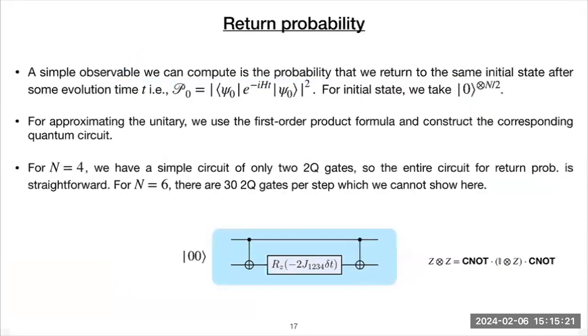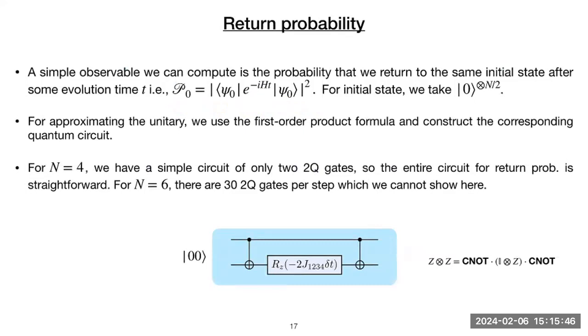One of the observables we compute is the return probability. It's a very simple observable. You start with some state, you act with the unitary time evolution, and then you measure the state again, and you take an overlap, and that is P naught. So at time t equal to 0, it will just give you 1. But at some later time, it will give you some finite number which is less than 1.